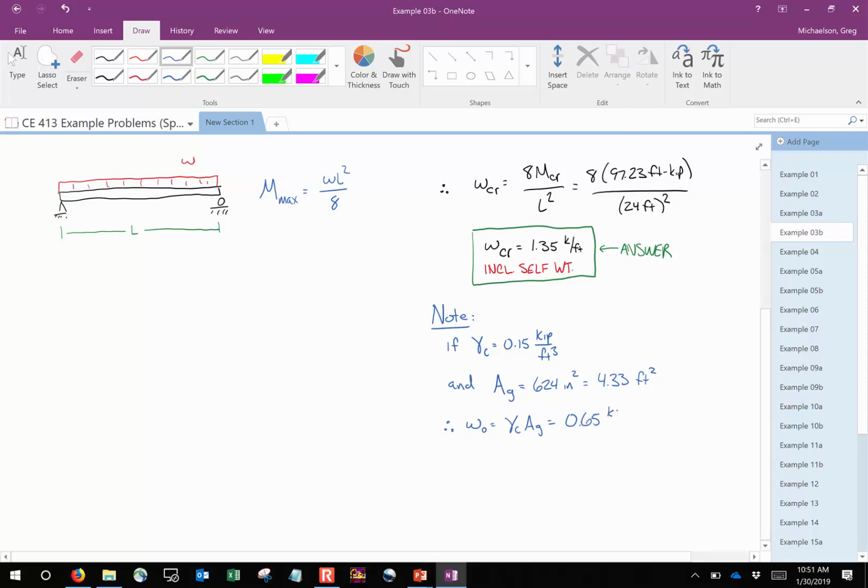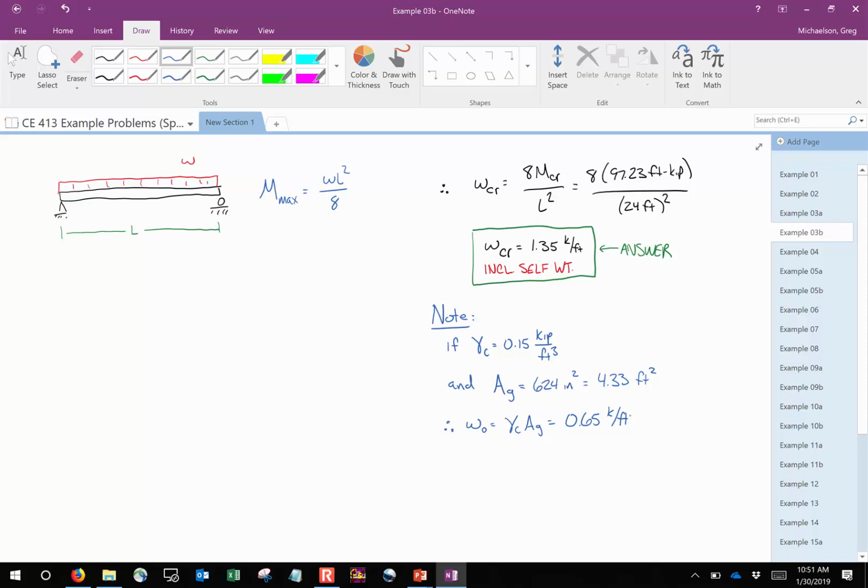So 0.65 kips per foot. The beam can withstand 1.35 kips per foot before it cracks, but the beam is already experiencing this much load due to its own self-weight. So how much can we put on top of it before it cracks? 0.7. So the beam can hold up 700 pounds a foot before it's going to crack. So the big thing is I just want you to keep in mind all these details as we move forward.